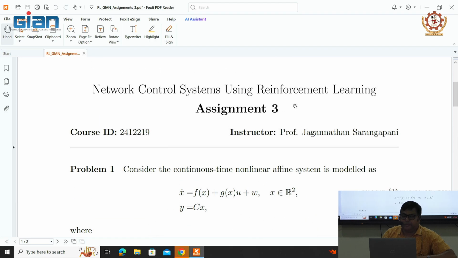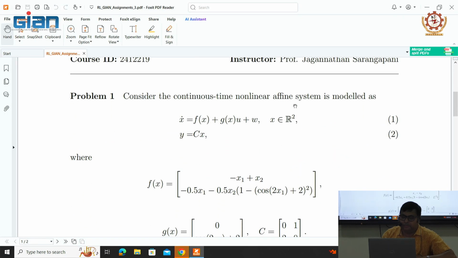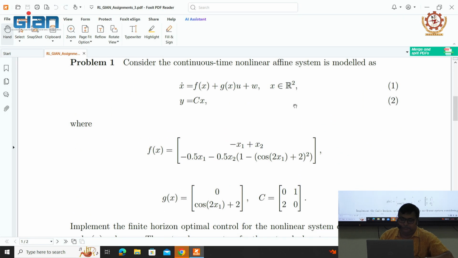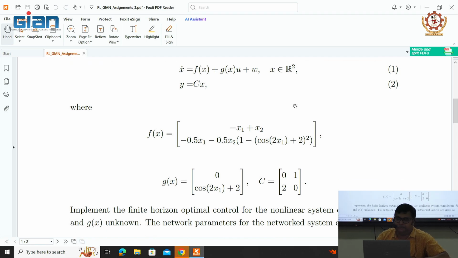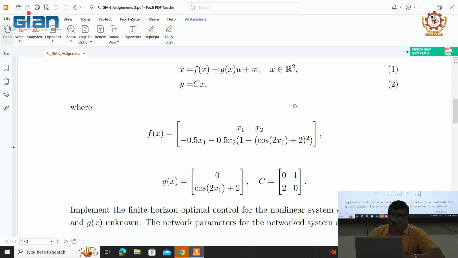So this is assignment 3 that I have mentioned, and this is with the nonlinear system. Can you see the structure of the C matrix here? Why is the C matrix like this? Can you correlate it with the discussion? Let me show the slides also, so that you can correlate the slide with it.